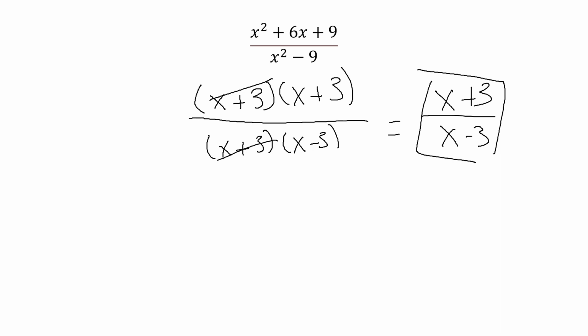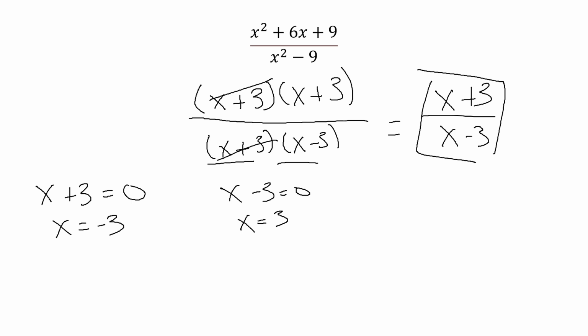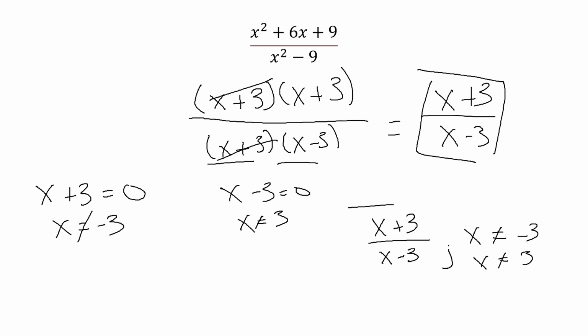Now I need to find my exclusion. So I'm going to take my factored bottom, x plus 3, x minus 3, set that equal to 0, then solve. So x is negative 3, or x is 3, except remember it's not. So my actual answer is x plus 3 over x minus 3, semicolon, which I know looks like a J. X cannot be negative 3, x cannot be 3. So this whole, of course my handwriting's terrible, lovely thing is your answer.